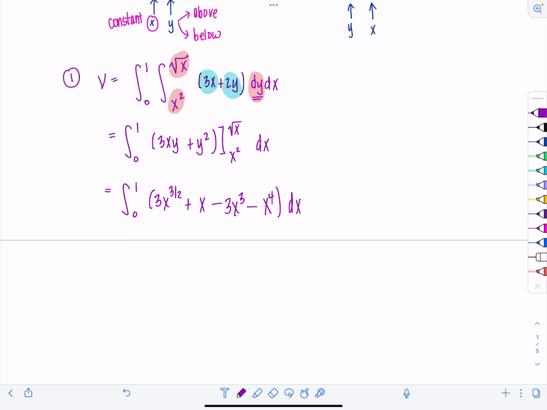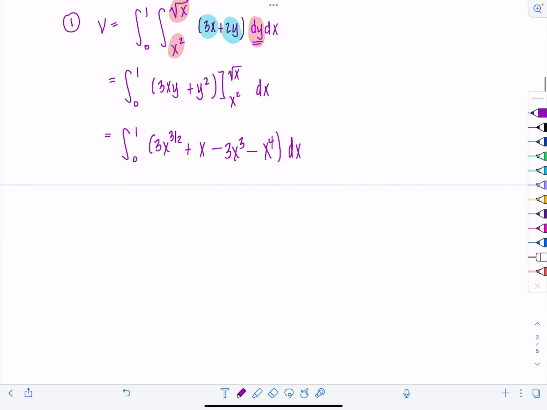Now you should feel like you got in a time machine and you're back in Calculus 1 class doing these sweet little integrals. Antiderivative of 3x to the 3 halves. Add 1 to the exponent, so it's going to be x to the 5 halves. Divide by the new exponent, so you're multiplying by 2 over 5. 3 times 2 over 5 is 6 over 5. Plus antiderivative of x, 1/2 x squared. Minus, this is going to be 3 over 4 x to the 4th. Minus 1/5 x to the 5th.